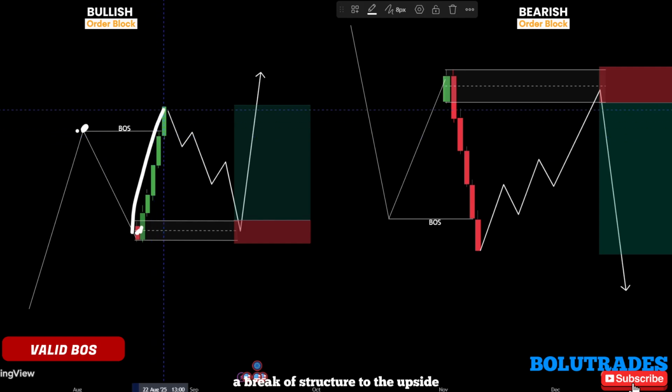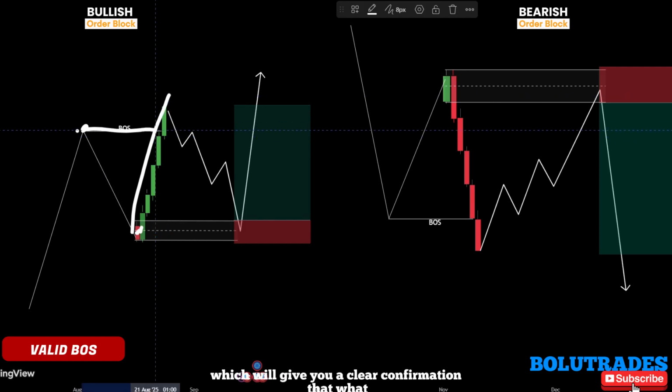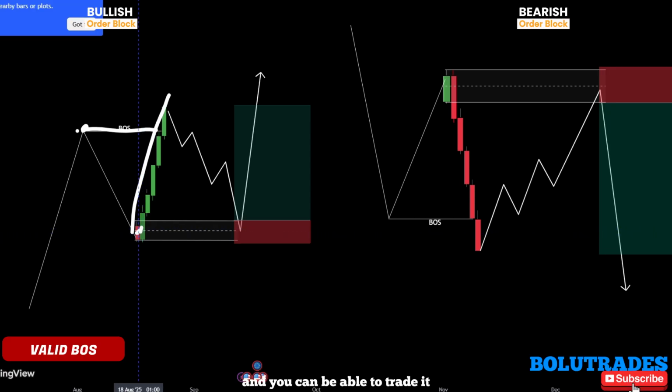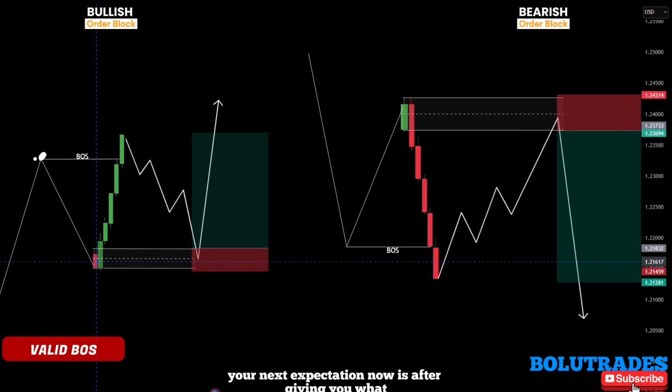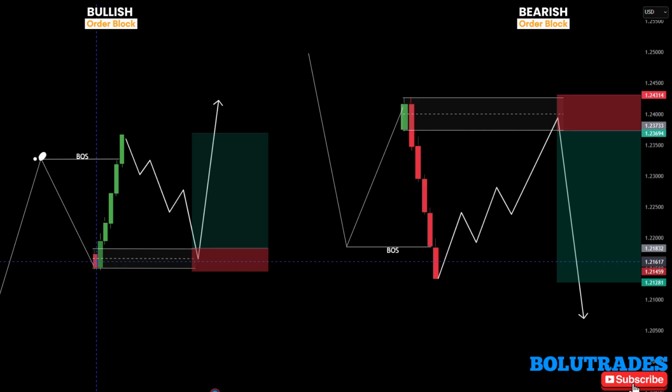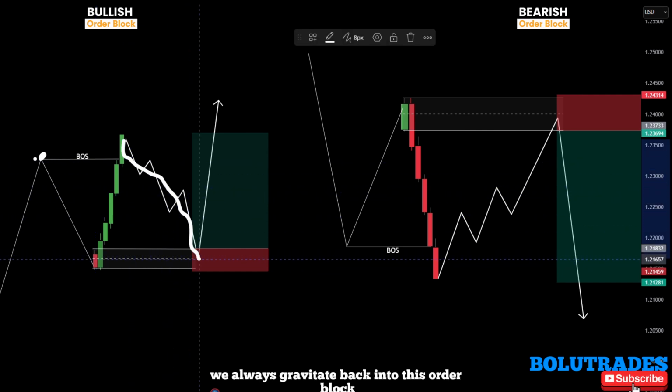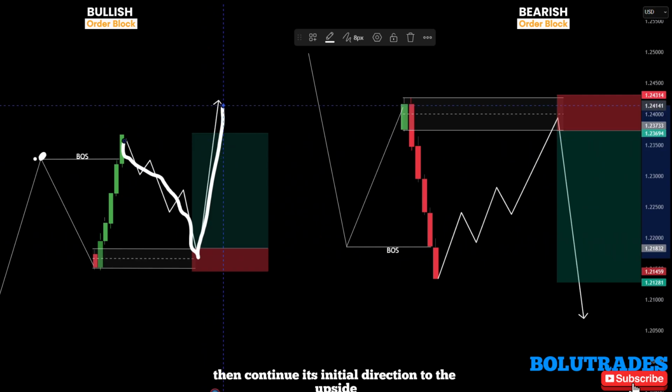You want to always see a break of structure to the upside, which will give you a clear confirmation that this very order block right here is valid and you can trade it. The next expectation, after giving you a break of structure to the upside: remember, your expectation is price will always gravitate back into this order block, then continue its initial direction to the upside.